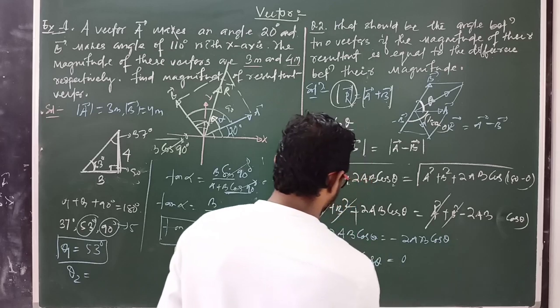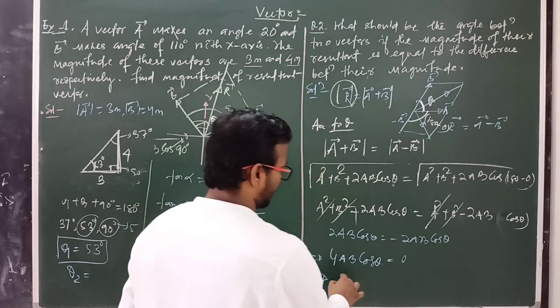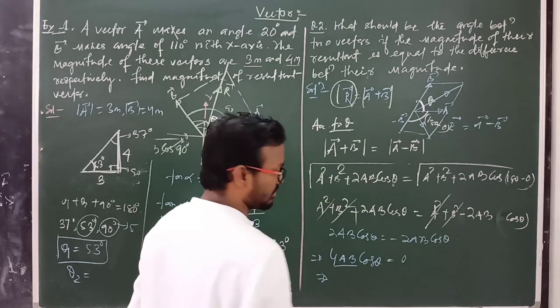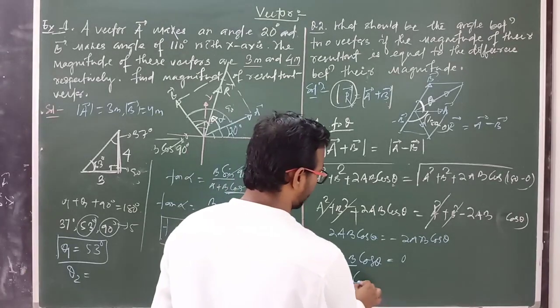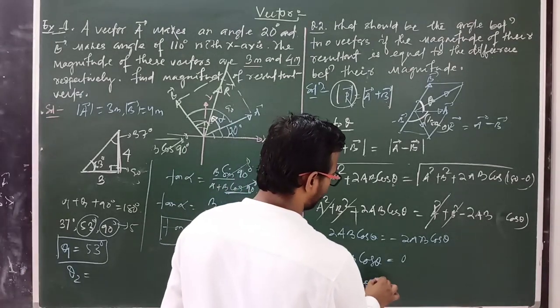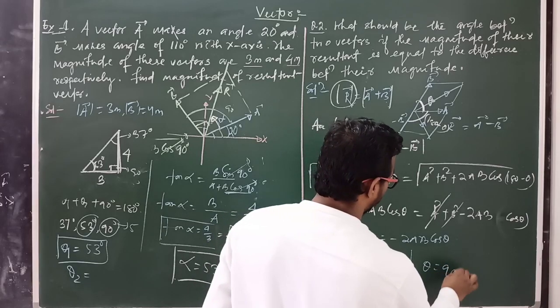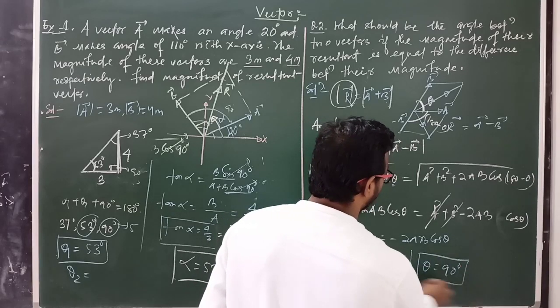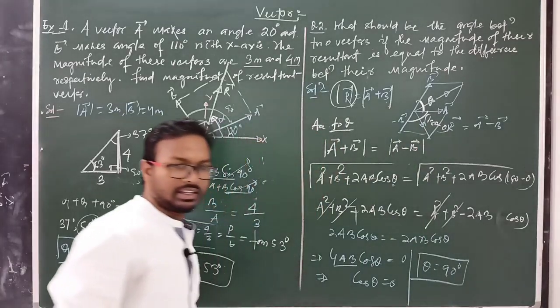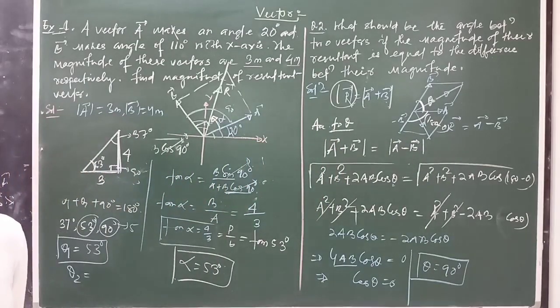Okay, then 4ab is a constant quantity, so cos theta equals 0, which means theta equals 90 degrees, clear. So the angle between the two vectors is 90 degrees.